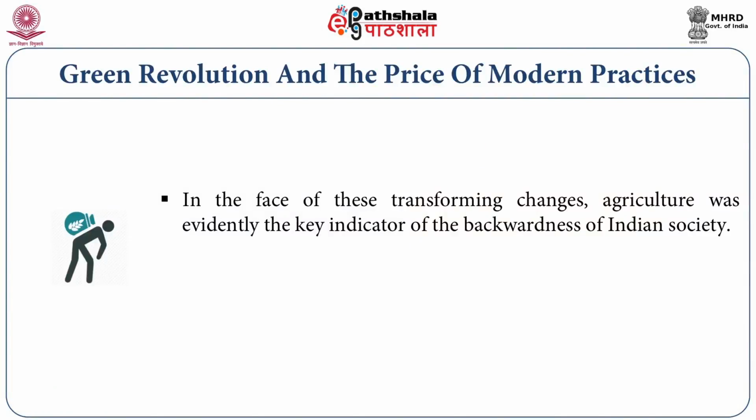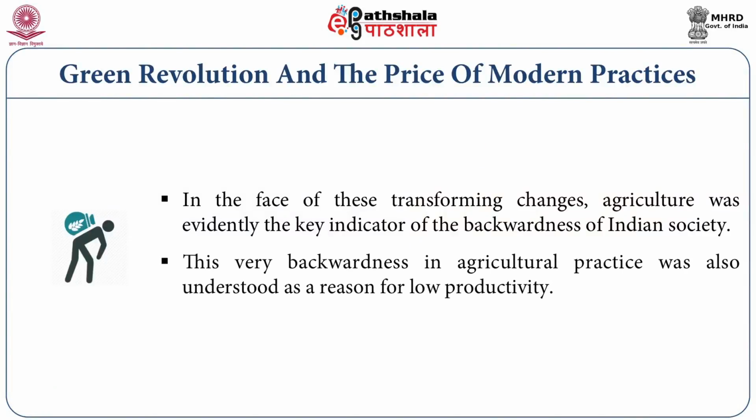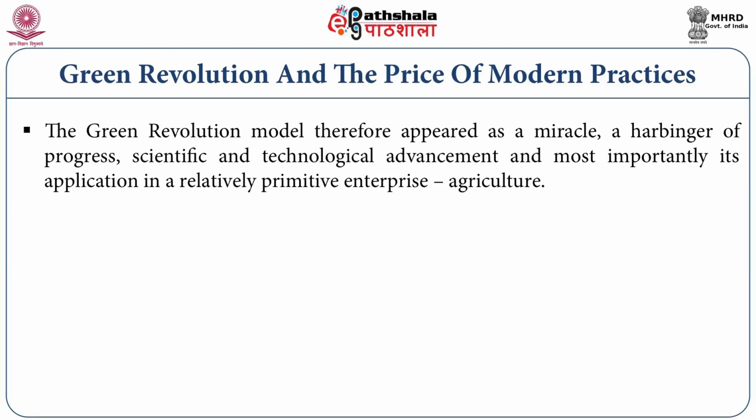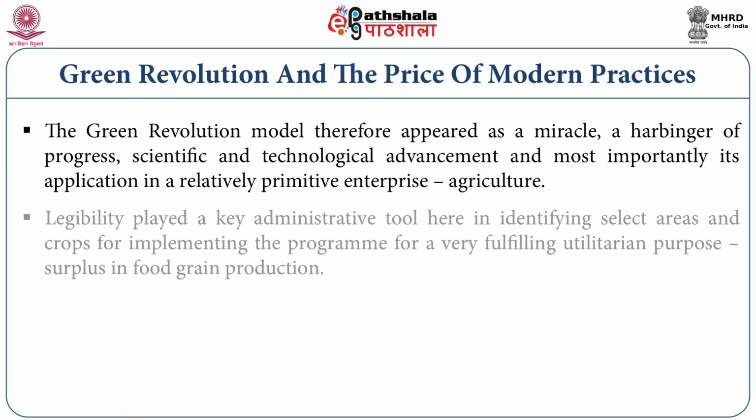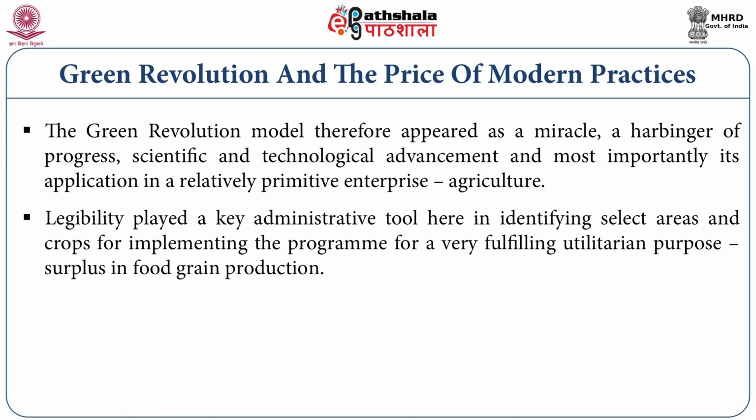In the face of these transforming changes, agriculture was evidently the key indicator of the backwardness of Indian society. This very backwardness in agricultural practices was also understood as a reason for low productivity. The Green Revolution model therefore appeared as a miracle, a harbinger of progress, scientific and technological advancement, and most importantly its application in a relatively primitive enterprise, agriculture. Legibility played a key administrative tool here in identifying select areas and crops for implementation of the program for a very fulfilling utilitarian purpose, surplus in food grain production.